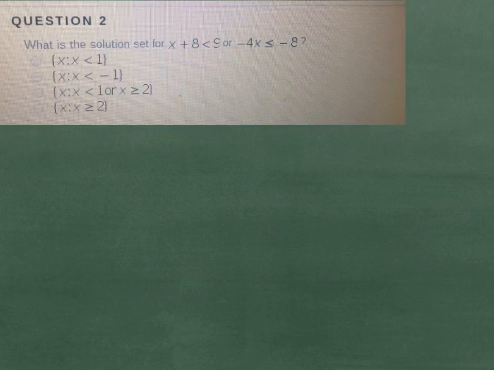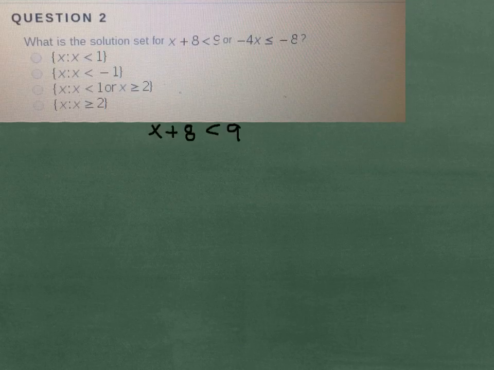Question number 2. What is the solution set for this inequality? What you have to do here is you have to get x by itself. So you have x plus 8 is less than 9. And you're going to get the x by itself. I always like to put the line down the equal sign or the inequality. And then I ask myself, who's bothering the x? And in this case, it's the 8.